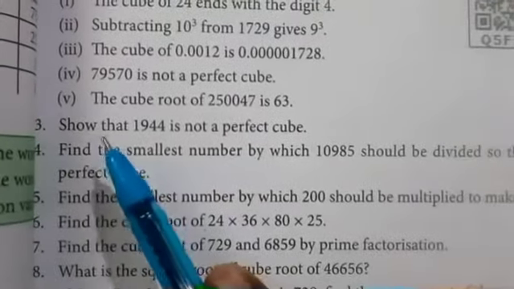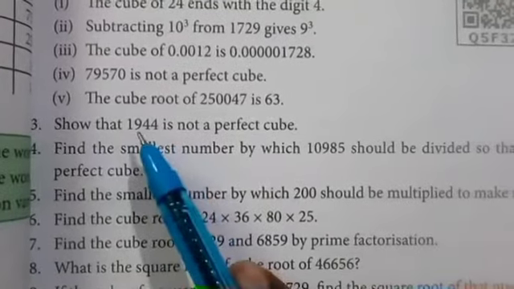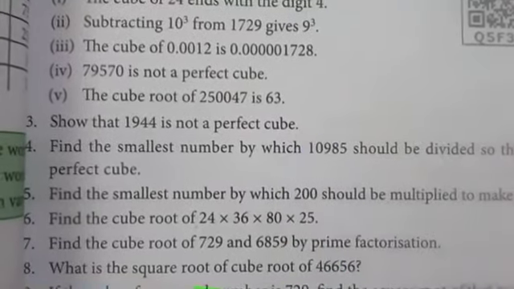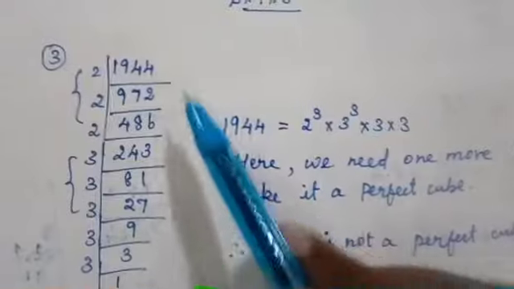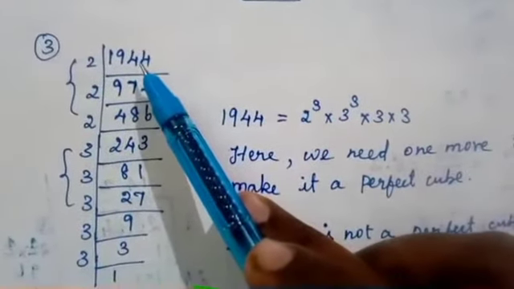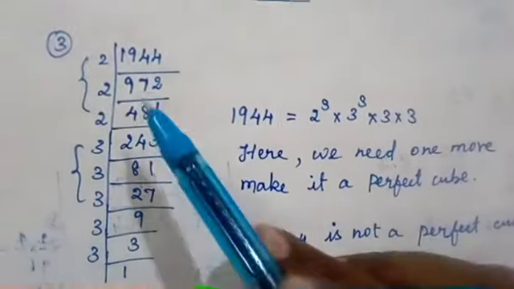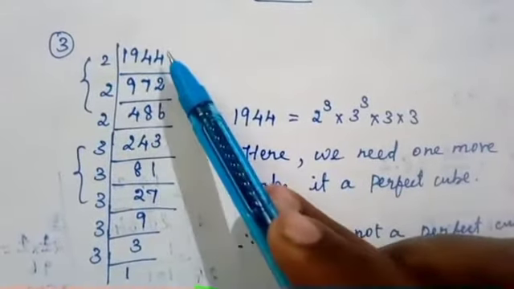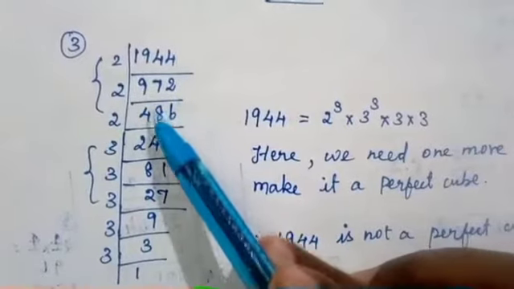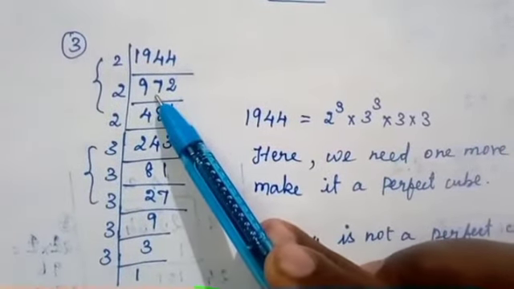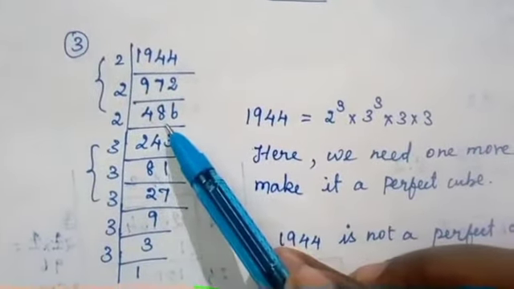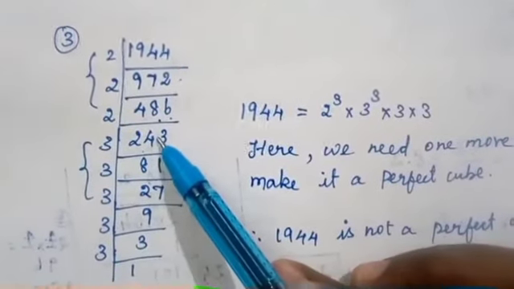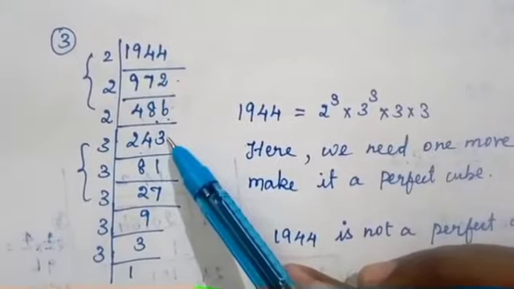Exercise 1.5, third problem. Show that 1944 is not a perfect cube. First you have to use the prime factorization method, using only prime numbers. First use 2: 9 2s are 18, balance 1; 7 2s are 14, 2 2s are 4. Again 2: 4 2s are 8, balance 1, that means 17. 8 2s are 16, balance 1; 6 2s are 12. Then again 2: 2 2s are 4, 4 2s are 8, 3 2s are 6.